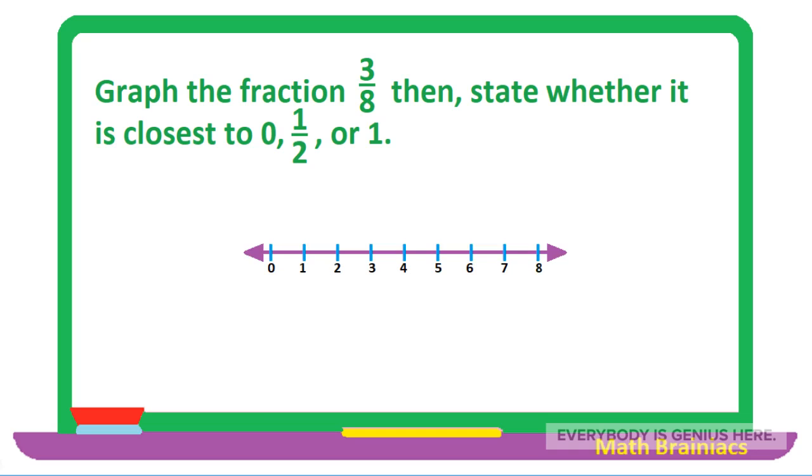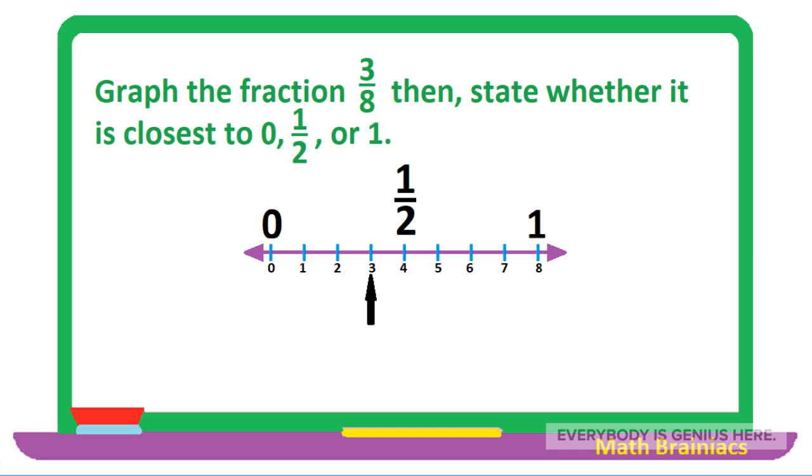From the given fraction, 8 is the denominator. Therefore, we're going to apportion our number line into 8 parts. We are going to start our number line from 0, and 8, which is the whole thing, will be number 1. Half of 8 is 4, so we are going to place 1/2 on top of 4.